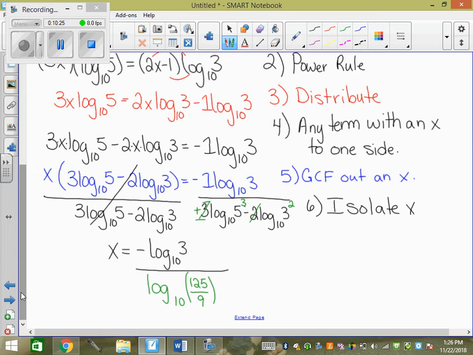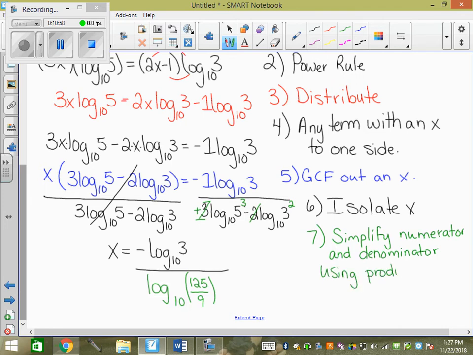Please, everyone, go to your formula sheet now. That step, quotient rule. You could either do quotient or product. You're literally just simplifying the numerator and simplifying the denominator. You're kind of using power law. Okay, look at your formula sheet.